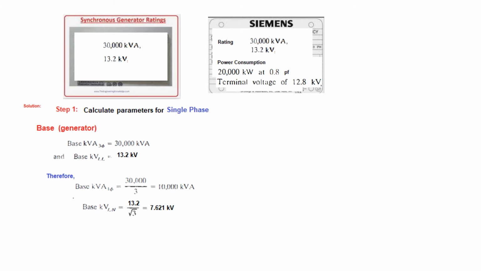So kVA divided by 3 will give the single phase kVA rating, and the voltage now line to neutral instead of line to line, we can get it by dividing this by under root 3. So it is 7.621 kV. And from here now we can calculate the base current. So S single phase divided by V phase, we get this equation.